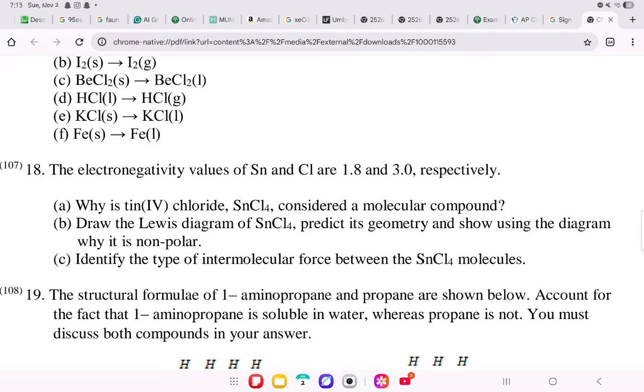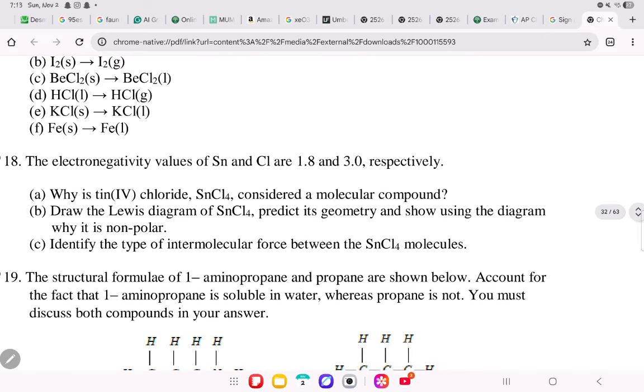then the only type of compound it will be is a molecular compound. Now, they said draw the Lewis diagram of SnCl4, predict its geometry, and show using the diagram why it's non-polar. So Sn, Cl, 4, Cl, and Cl. Right, let me make it more Cl. There we go. Sn is which group? Sn, let me check.